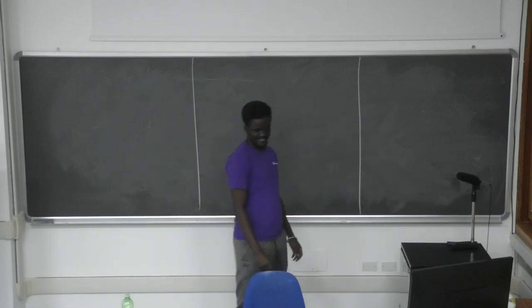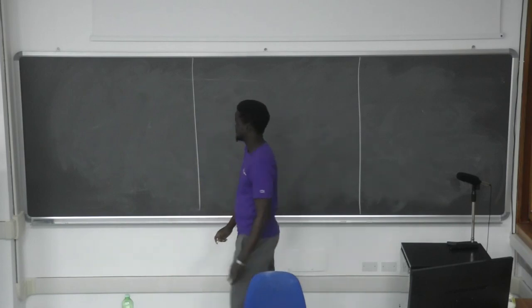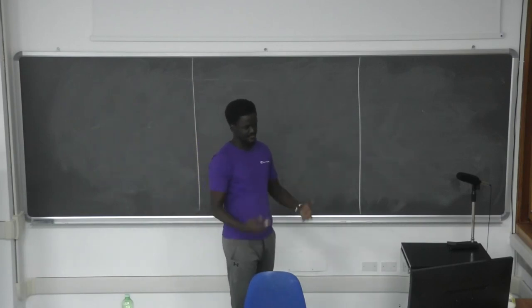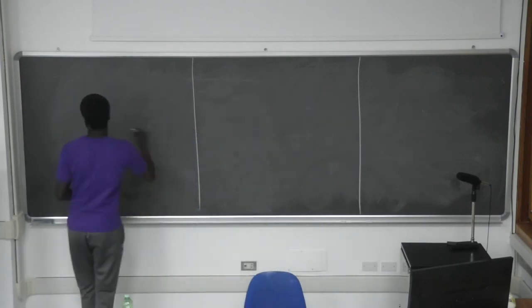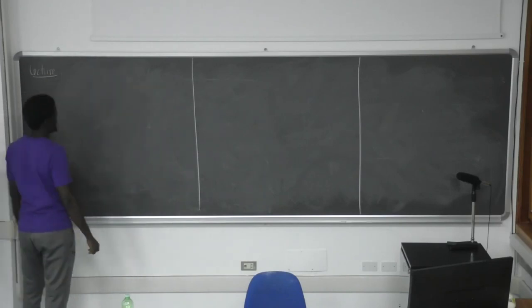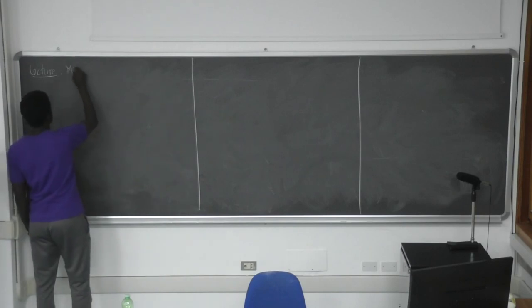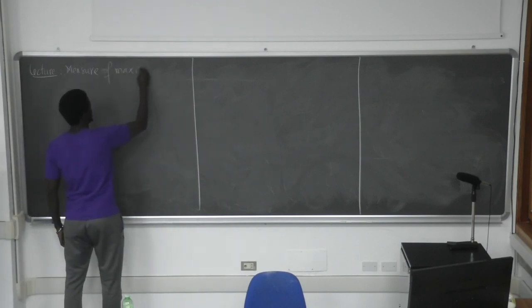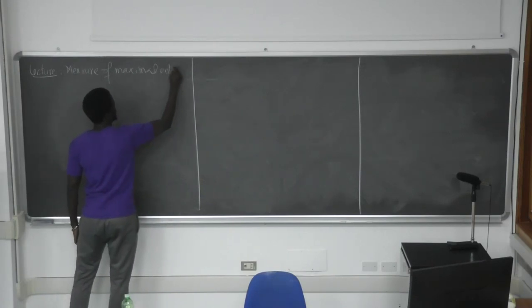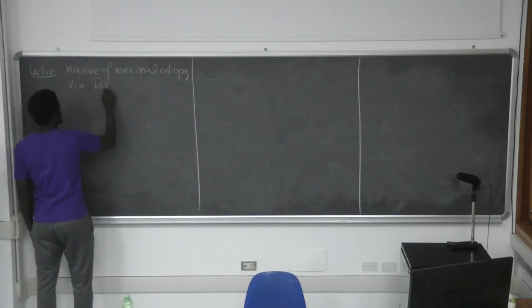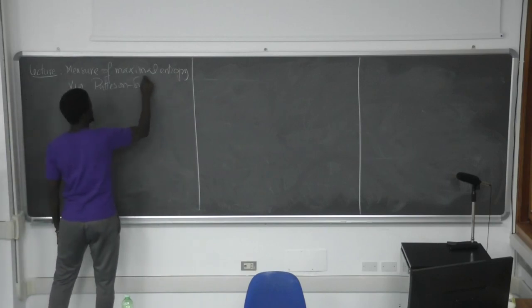Okay, so welcome back, everybody. Today is lecture three in this series of lectures about geodesic flow on manifolds without conjugate points, particularly surfaces. In this lecture, we will mainly focus on constructing the measure of maximal entropy via Sullivan measures.